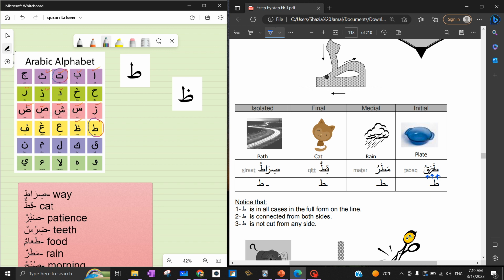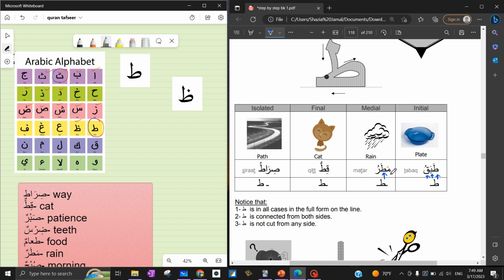طبق. I'm shaking the letter qaf. But if I'm reading continuously and I join matar with it, طبق مطر قط صراط. So that's how I will read when I keep joining the words together. So tabaq means plate. Matar means rain. Now you can see the letter heavy ta is in between, and the formation of ta doesn't change like in the letter ta, ba, tha. It's written in full form.